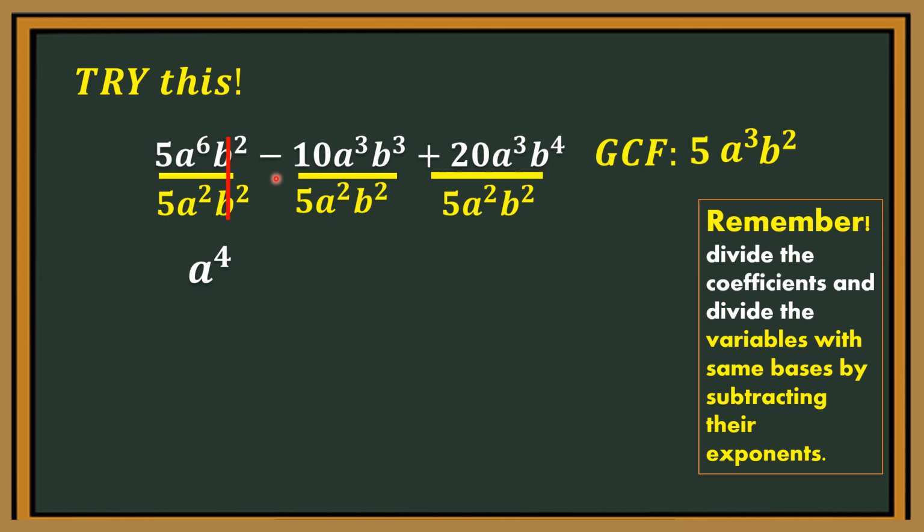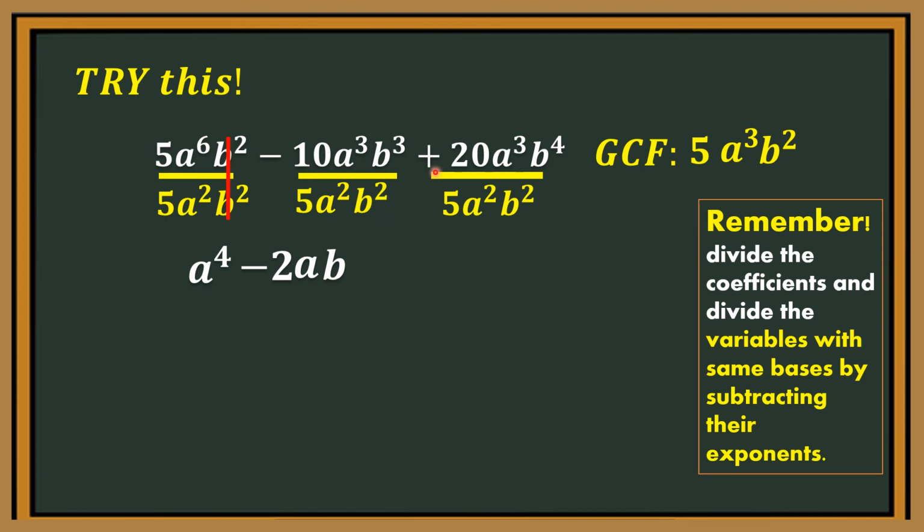So let's go to negative 10 divided by 5, that is negative 2. a cubed divided by a squared, same variable. Subtract the exponent, so that is a. If you're going to subtract the exponent, 3 minus 2 is 1. And the exponent of a here is 1. Next, b cubed divided by b squared, same variable. Subtract the exponents, 3 minus 2 is 1. So we still have b. The exponent of b here is 1.